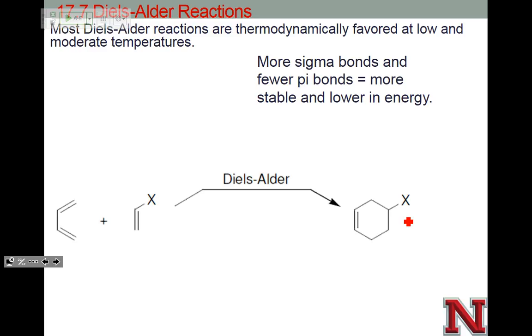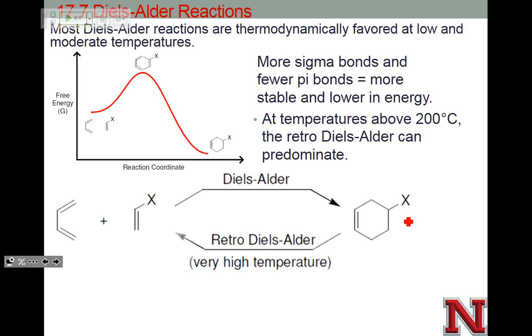Instead, when we went from a total of 3 pi bonds to only 1 pi bond, this is going to be lower in energy based on that. Remember, pi bonds are less stable than sigma bonds. So what we see is our Diels-Alder product is typically lower in energy.